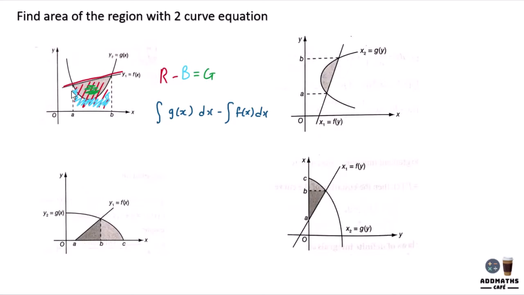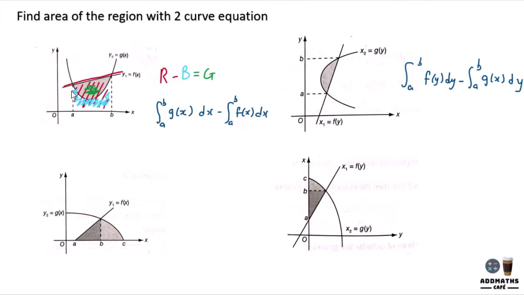Same goes for this, but this one uses the y coordinate, so the area is from A to B. Same goes for this, A to B of f(y) dy minus A to B of g(y) dy, and you will get the shaded region of this area.